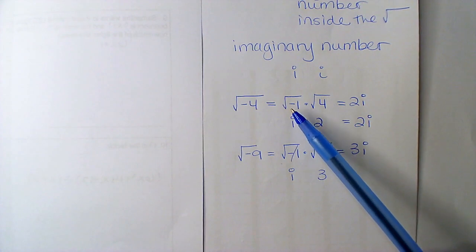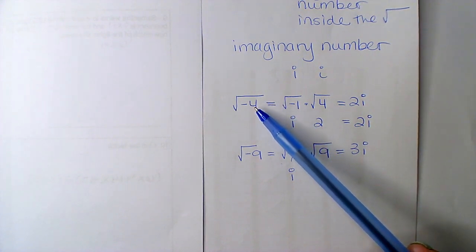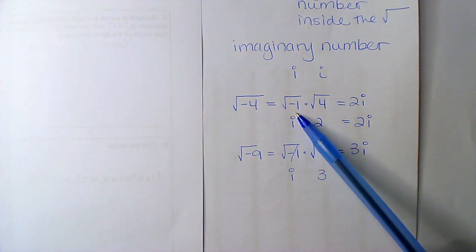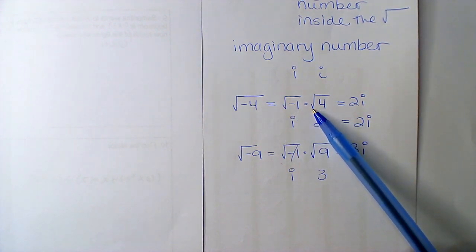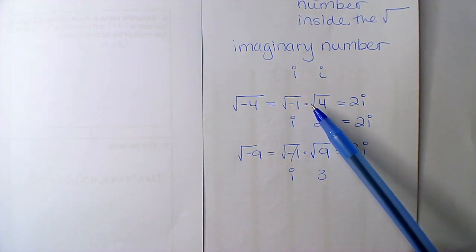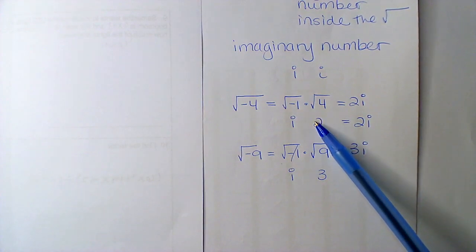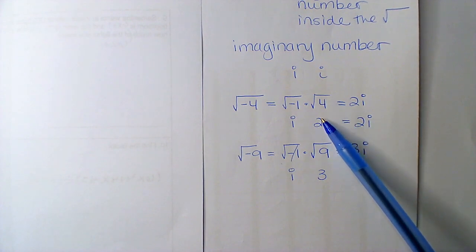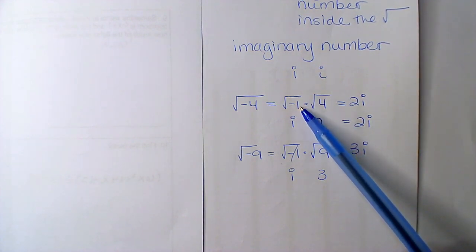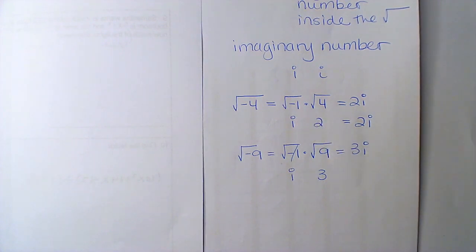You guys should know your multiplication of radicals property. So the square root of negative 4, I can separate the negative from the 4. So the square root of negative 1 times the square root of 4. Okay, the square root of 4 is 2. What is the square root of negative 1? This is your i. That's your imaginary.